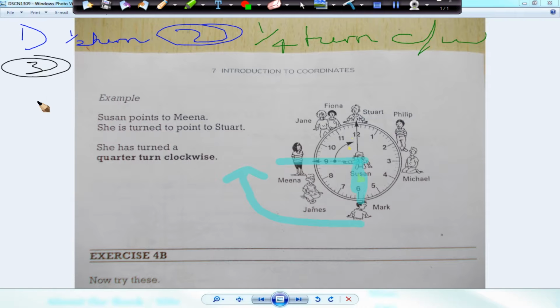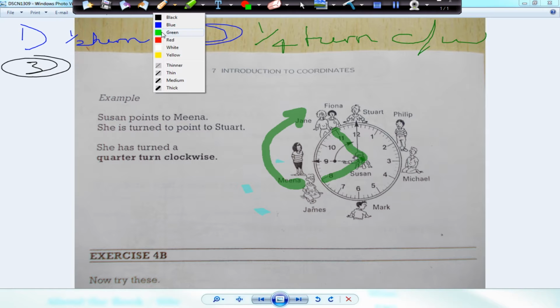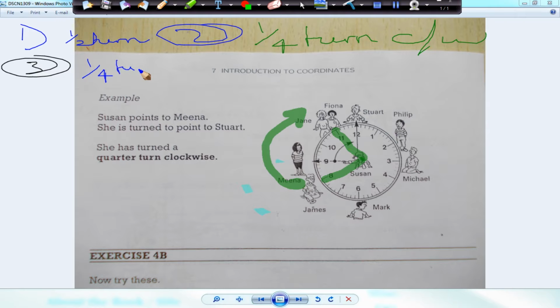Question number 3 says Susan points to James and is turned to point to Jane and Fiona. Let's look at this first of all. Hang on a second, folks. Alright. So Susan was pointing to James. James is here, and she's going to go to Jane, so she starts here and she goes that way around. So she turned a quarter of a turn, which direction? Same answer as the previous one. Quarter turn clockwise. Done. Lovely. Beautiful.